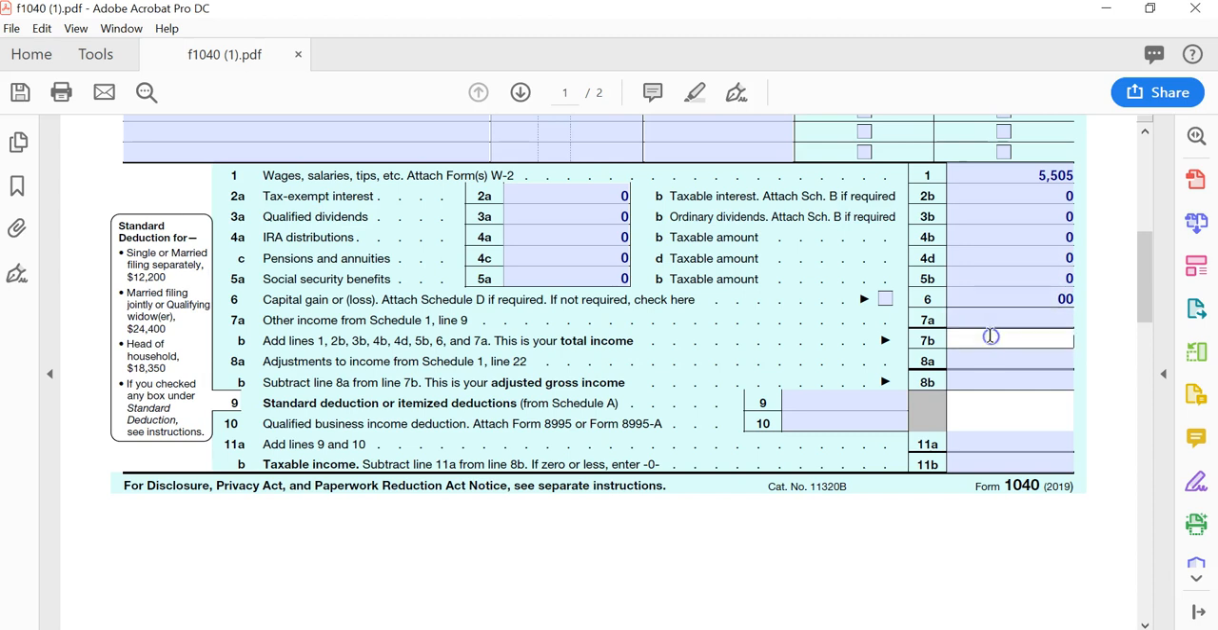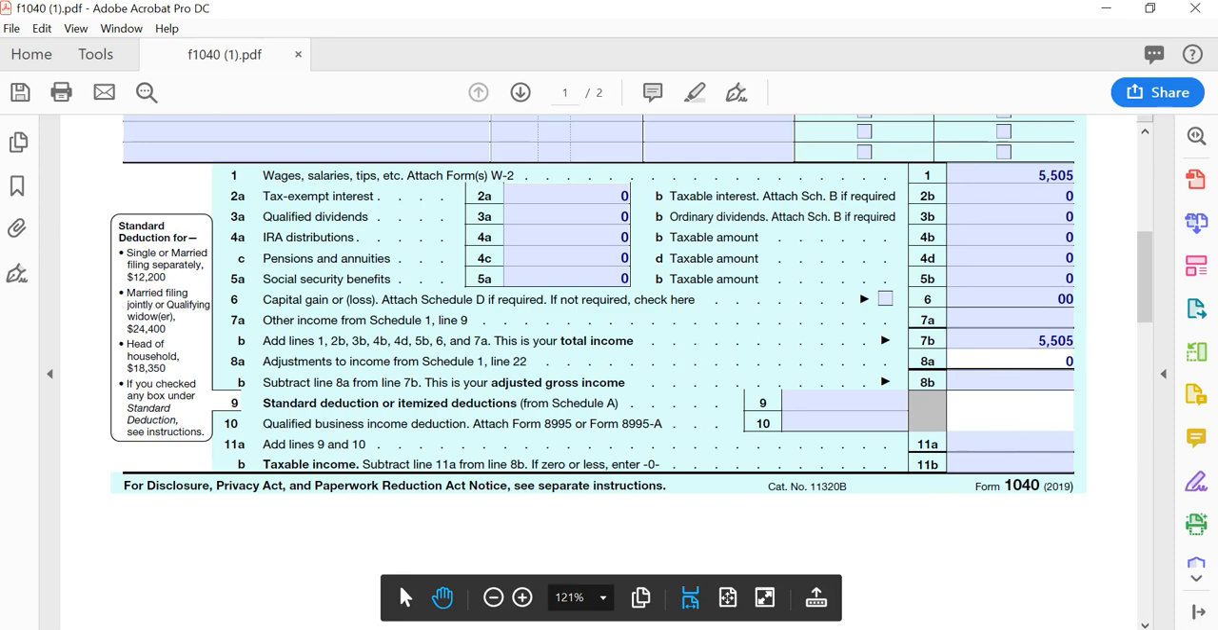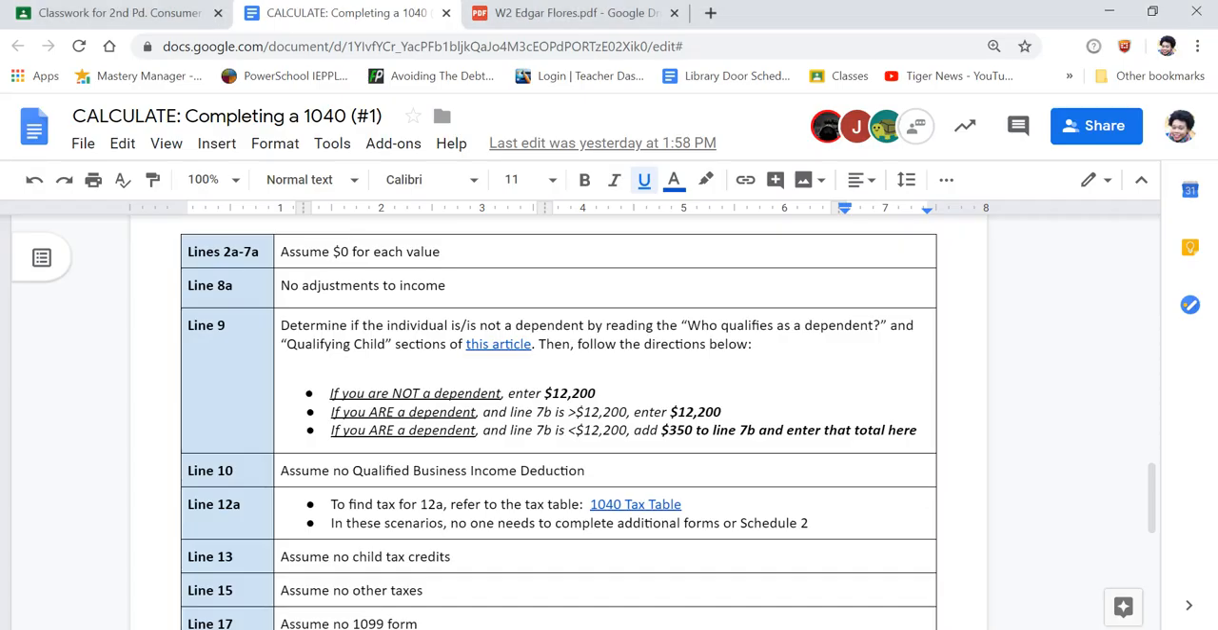All right. 7B says to add lines 1, 2B, 3B, 4B, 4D, 5B, 6, and 7A. This is your total income. Our total income remains the same because we do not have any additional income, so that's $5,505. For 8A, it says adjustments to income from Schedule 1, line 22. We have no adjustments, so we're going to put a 0 there. And if you look on our cheat sheet, it also says line 8A, no adjustments to income.